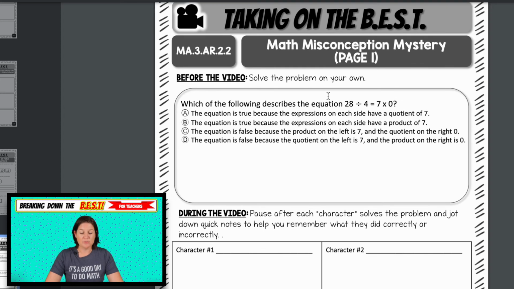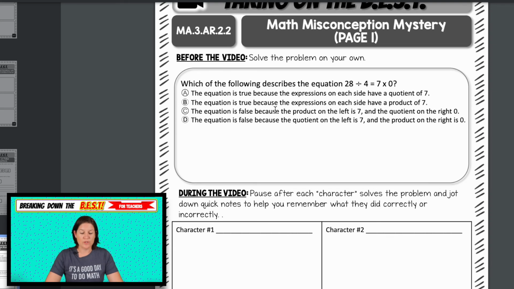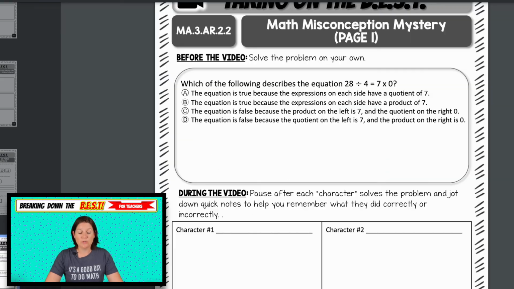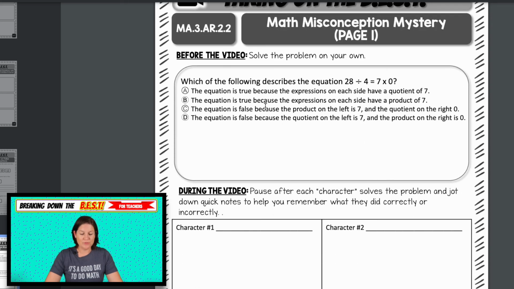This is the math misconception mystery problem. This is what students will solve on their own. So what you do is you just click play, and I will take you through the entire process. You just pause the video when I tell you to. But basically, students will solve this either independently or with a group.